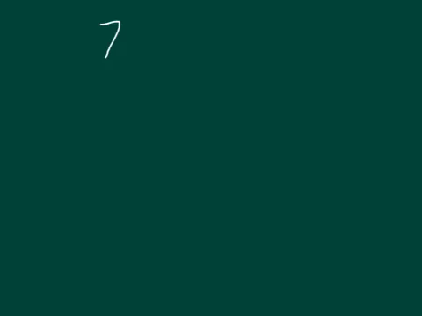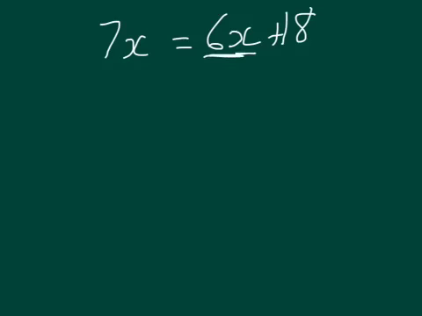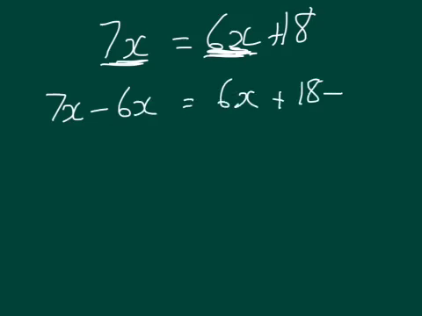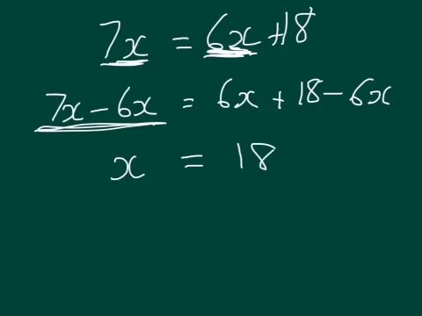Next practice question, 7x is equal to 6x plus 18. I've got 6x here, 7x here. I'm going to subtract the 6x off both sides. I get 7x take away 6x is equal to 6x plus 18 take away 6x. Now on this side, 7x take away 6x is just x. Remember, I've got an invisible number 1 sitting here. 1 times x is just x. So x is equal to 18.